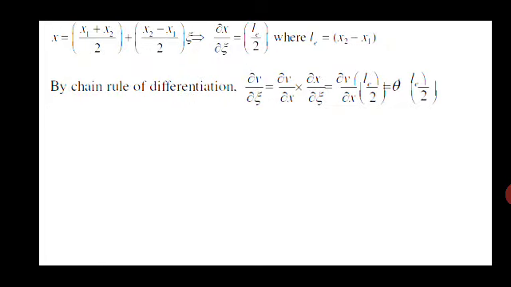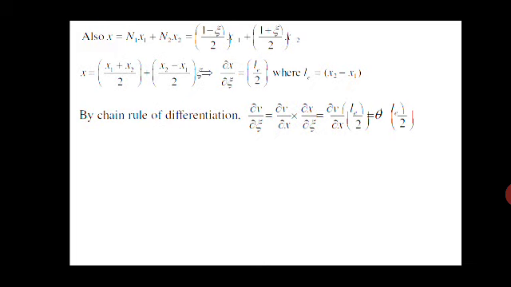And by chain rule of differentiation, we can write dv/dzeta is equal to dv/dx into dx/dzeta. Here we have just replaced with this one. Now dv/dx into Le/2, because we have replaced dx/dzeta as Le/2. And we know that dv/dx is a slope, so we have considered it as theta into Le/2.